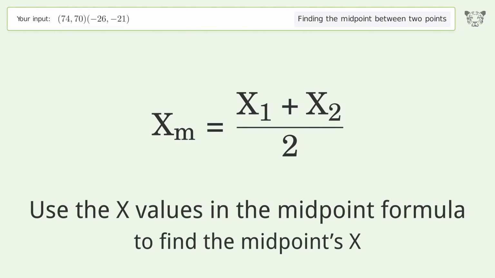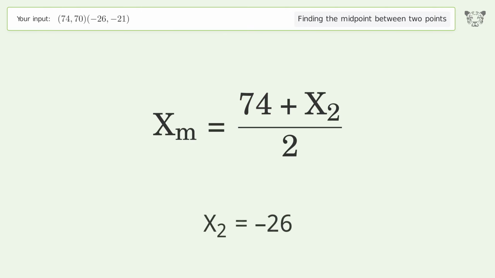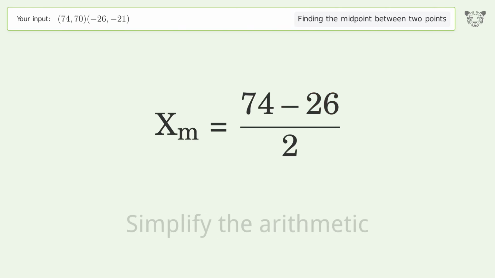Use the x values in the midpoint formula to find the midpoint's x. x1 equals 74. x2 equals negative 26. Simplify the arithmetic.